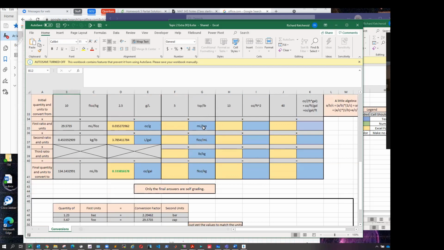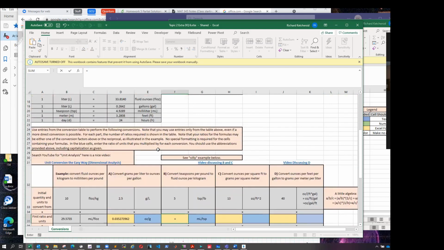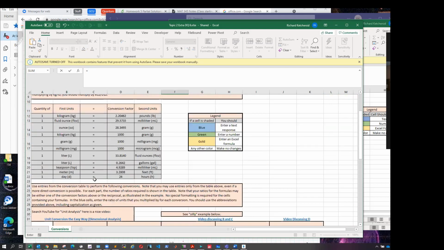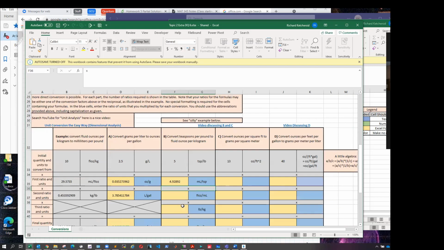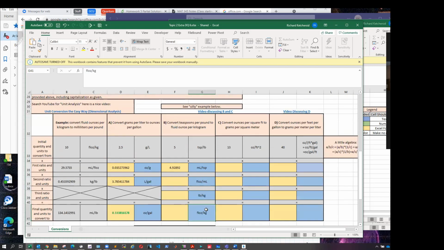I don't even have to think about this. I just need to say equals, and I want mL over teaspoon. So I come up here and I say, mL, so that's there, and I want it to be over the teaspoon part, which is there. You just do that for that and that, and then you multiply them together to get the answer. See what I mean? I think this is the easiest way to do it. I do too.